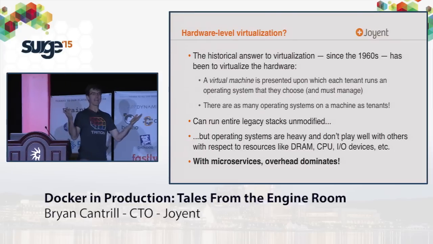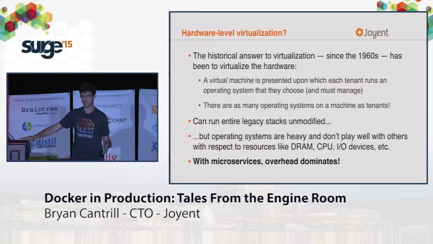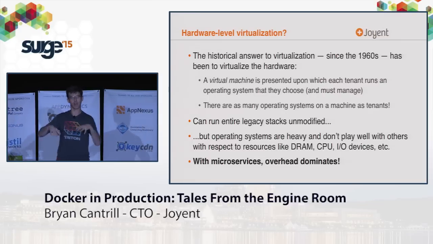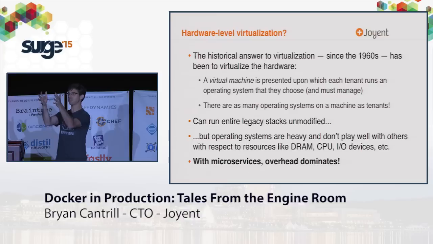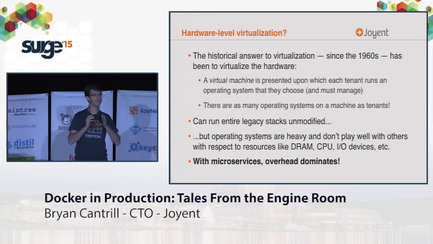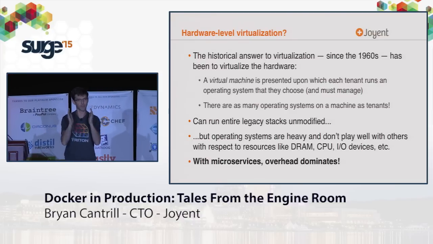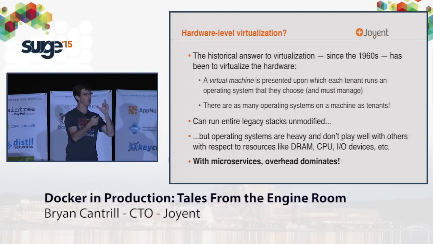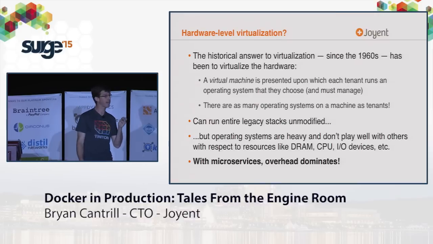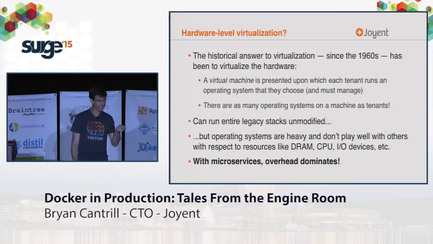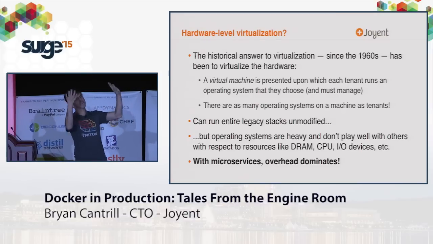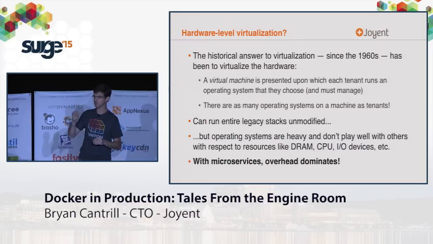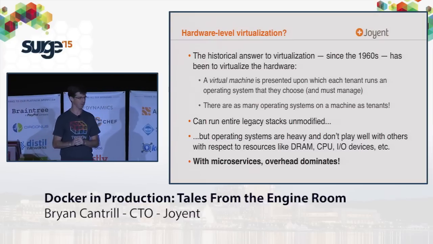So the first answer is the oldest answer, and that's hardware-level virtualization. Hardware-level virtualization says that in order to virtualize, we'll give each of these microservices, each app, each tenant, its own virtual hardware, its own virtual CPU, its own virtual DRAM. And this is a very, very old idea. It dates back to the 60s. Now, it's easy to hand wave that everything dates back to the 60s. But let's get a little more specific, because the specific history of hardware virtualization is actually pretty interesting.